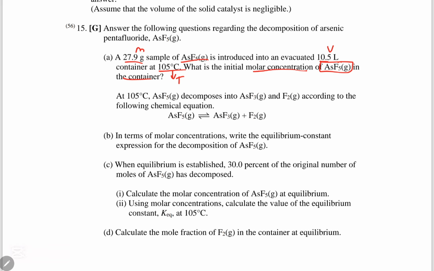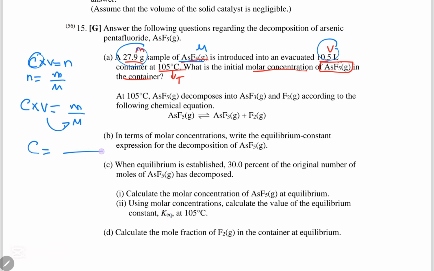Now, look what we can do. They want the concentration. We know concentration times volume is equal to number of moles, but we also know number of moles is equal to mass over molar mass. I have my mass, I can find the molar mass. I have my volume, so I can find my concentration. Concentration times volume is equal to mass over molar mass. So concentration is equal to mass over molar mass times volume, right? So what is the molar mass of AsF5? It's 169.6. I did the calculation, 169.6. So my concentration is going to be 27.9 divided by the molar mass.